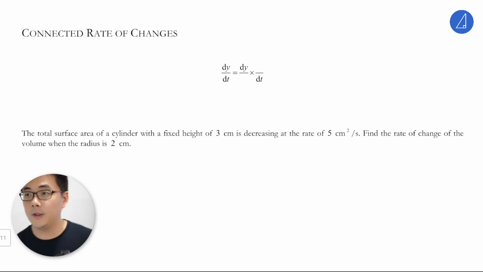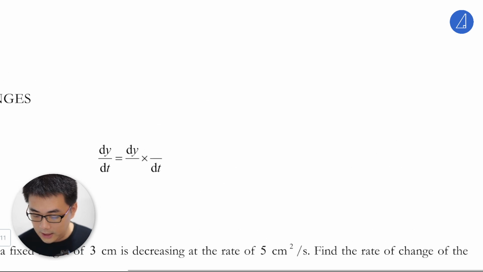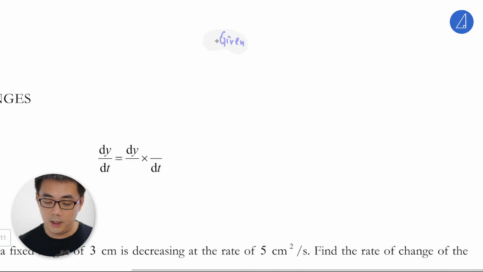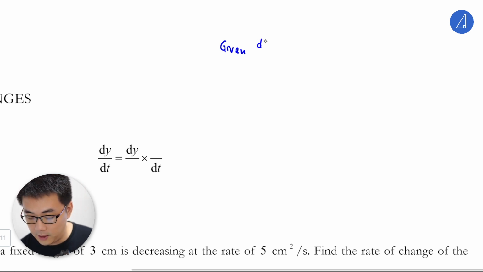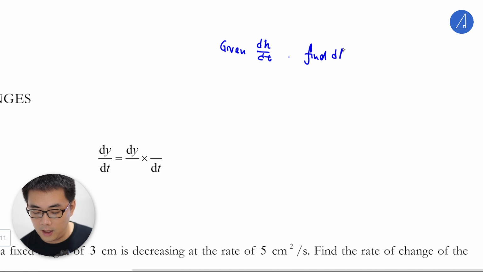Now for connected rates of change, I'm a strong advocate of using the chain rule. So how do you do that? It's called connected rates of change for a reason, because you're given a rate, and then asked how it affects the other rate. So let's say you're given dh/dt, and you're asked to find dA/dt.